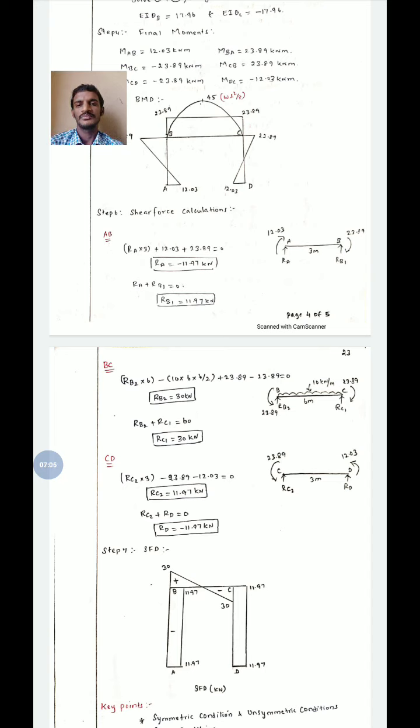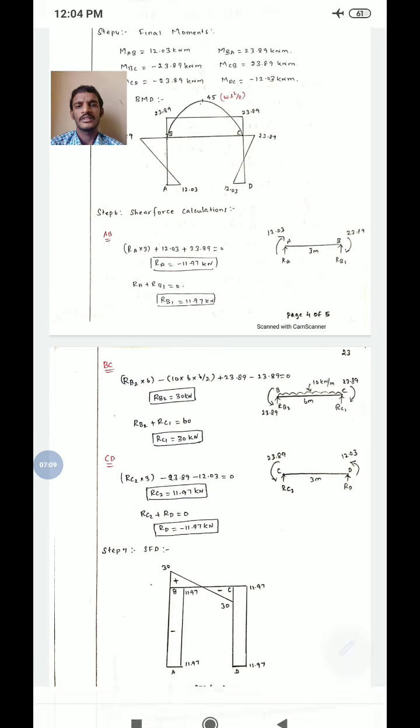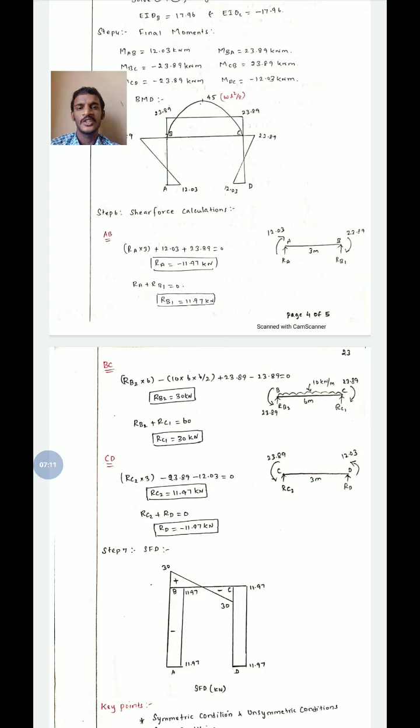It is considered. Taking moment at B point, we will get RA into 3 meter and the clockwise moments, 12.03 and 23.89, in positive direction. Finally, we get the RA value as minus 11.97 kilonewton. Summation V is equal to 0. We get RA plus RB1 is equal to 0. Substituting the RA value, we will get RB1 as 11.97 kilonewton.